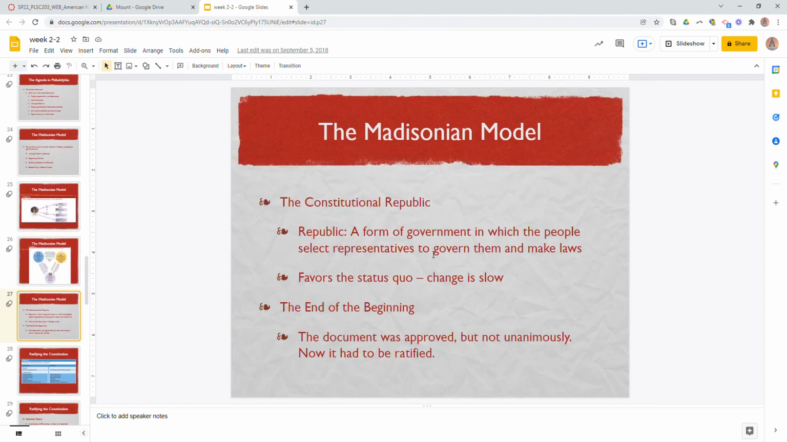Alright, so what we get is a republic. That's the Constitution. It's not a democracy, it's a republic. And it still is that way. It's very undemocratic. Our national government is still very undemocratic.